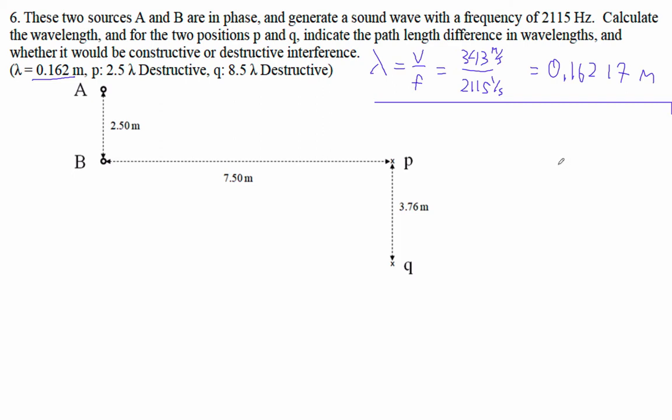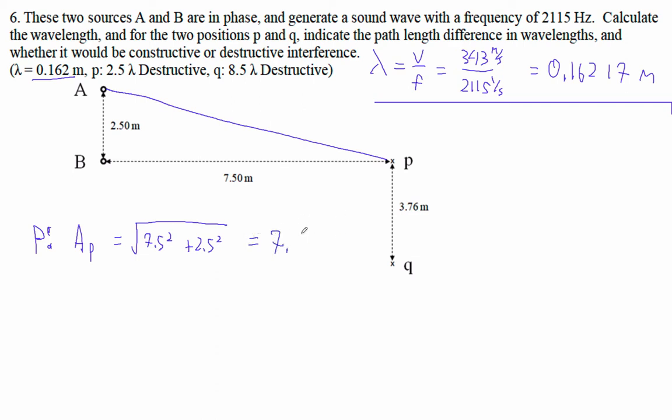Okay, so let's figure out for point P. For point P, we've got to figure out AP and BP, right? So the distance AP is the square root of 7.5 squared plus 2.5 squared. This is simple math. That is 7.90569 meters. Okay, so BP upon inspection is 7.5.